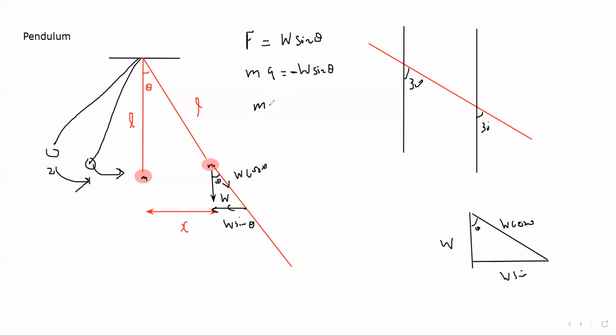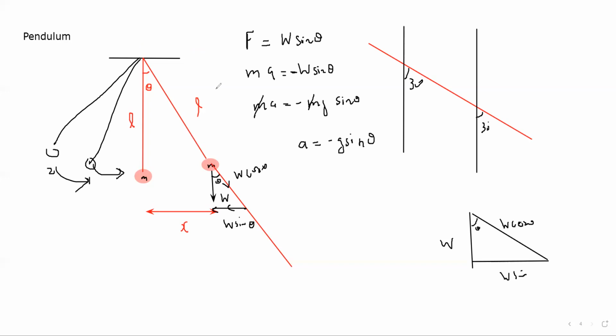Now W is equal to mg. So I can write mg is equal to minus mg sin theta, because weight is mass into gravity. m will cancel with m. So I get A is equal to minus g sin theta. So if an object is attached to a string, a pendulum, vibrating to and fro, we can find its acceleration by using the formula g sin theta. But we want to find whether it is performing a simple harmonic motion.